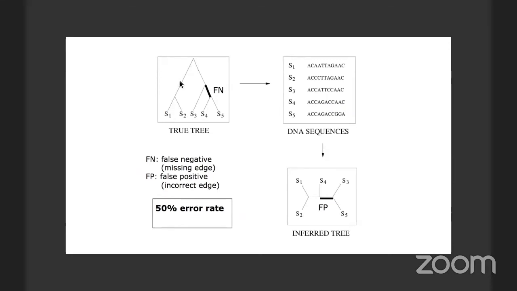That's a true positive. But this bipartition, which is S4 and S5 versus 1, 2, and 3, is not present in the inferred tree. So that's a false negative. And similarly, you have a false positive. So when the trees are bifurcating, you get the same number of each type of error. So in this case, a 50% error rate. So the error rate is the percentage of the tree you fail to reconstruct.